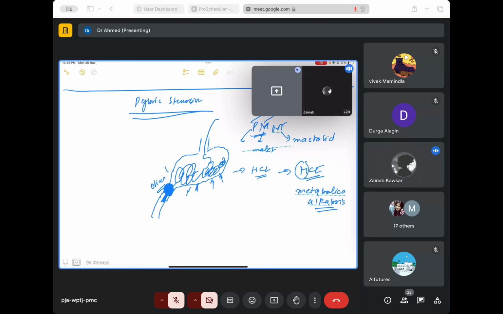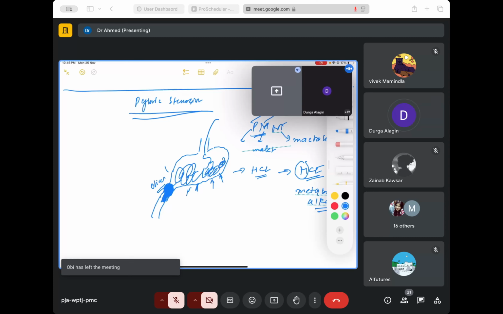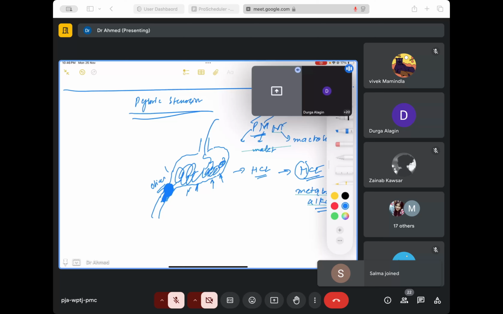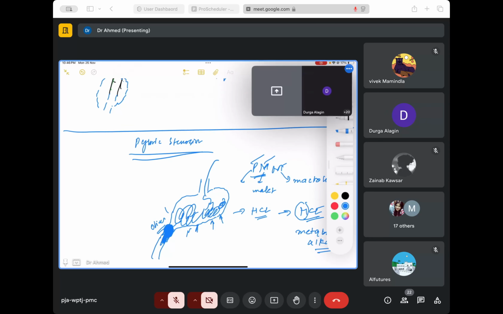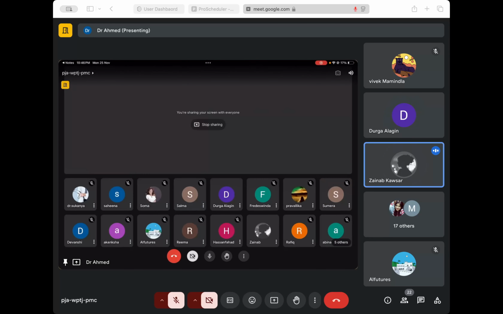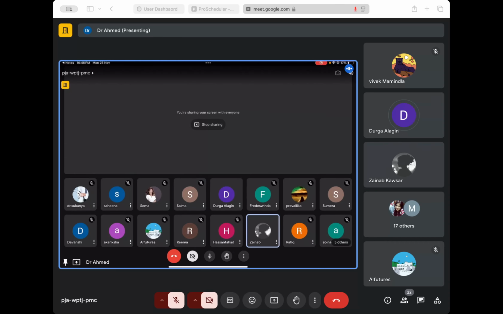And what's the treatment option? Just cut this muscular part. That is pyloromyotomy. Myo for your muscle and tomy for cutting. So pyloromyotomy, just cut this part simply. Is that right?